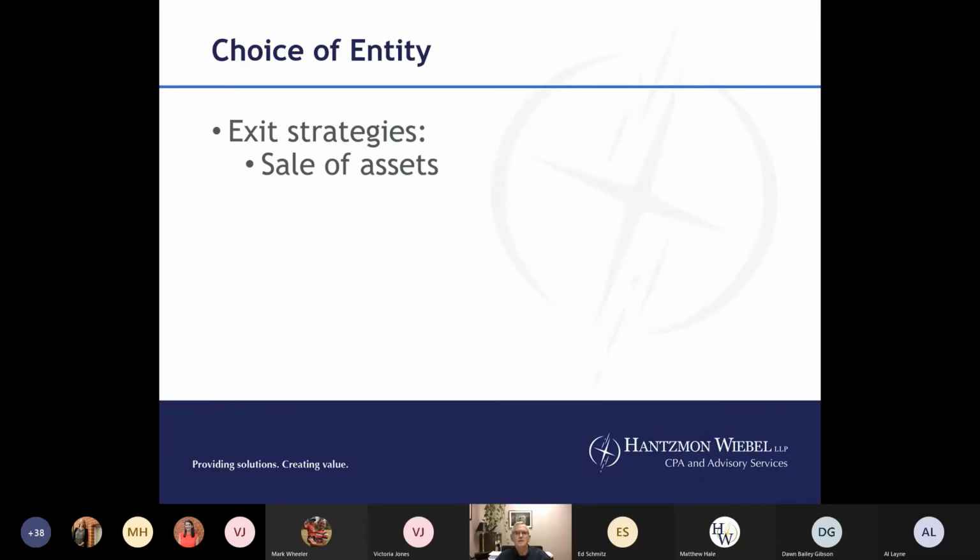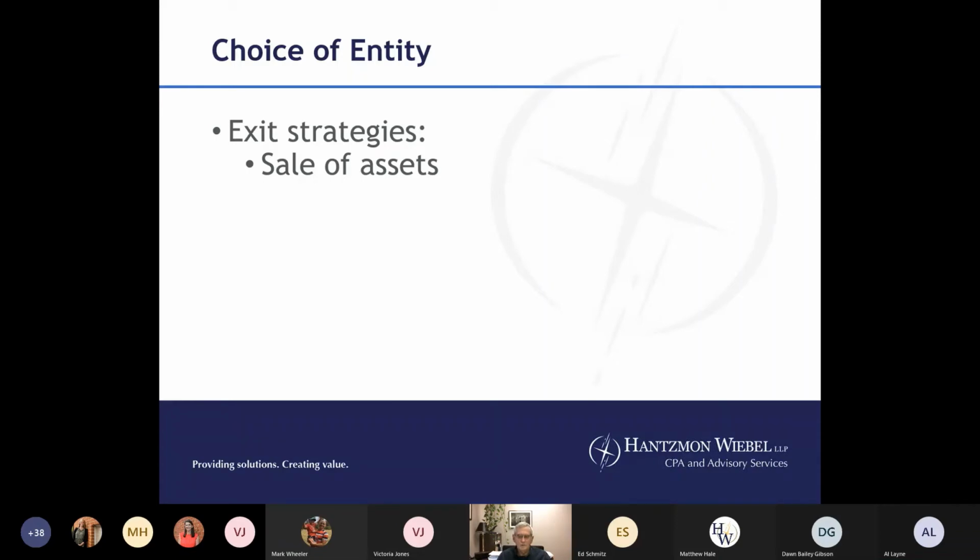Okay. So now, again, a really important aspect of choice of entity is the exit strategy. Right now, the business owner doesn't really think a lot about how they are going to get out of this, and certainly circumstances change, but how do they think they're going to get out? If it's a sale of assets, then that creates gain at the entity level and also at the individual level. But if it's a partnership, then in effect that gain passes through to the individual, and there's a single layer of tax.